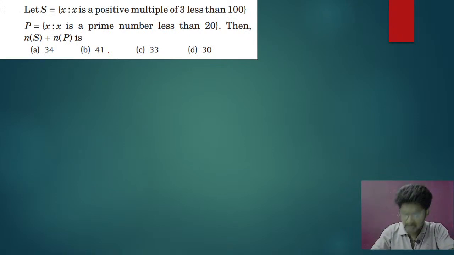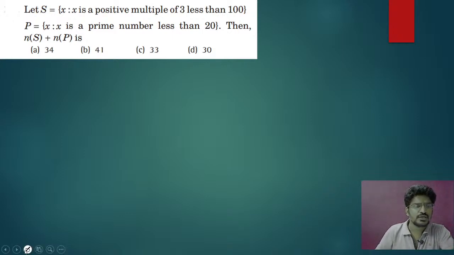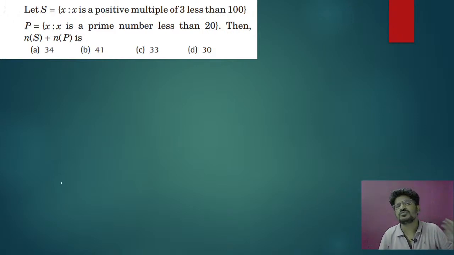I think this question was asked in your last exam, the test I took the day before yesterday. Let us solve it. Set S is X, a positive multiple of 3 lesser than 300. Set P is prime numbers lesser than 20. Now they are asking N of S plus N of P. Quickly try to solve it.